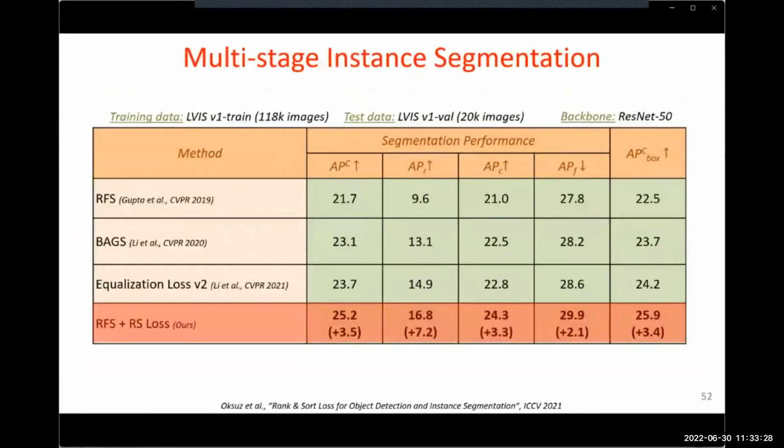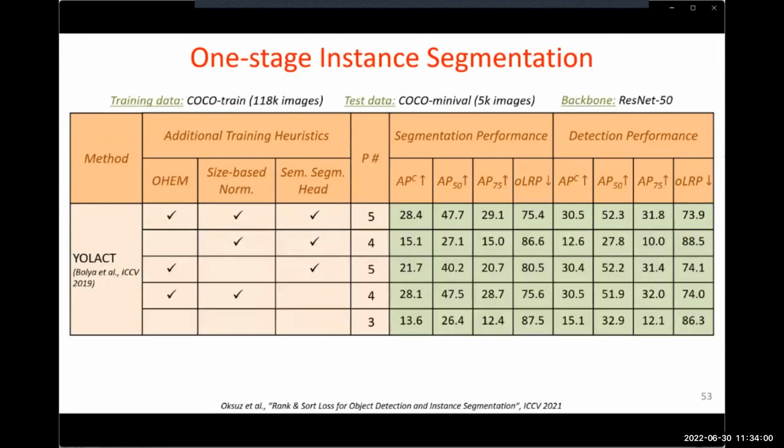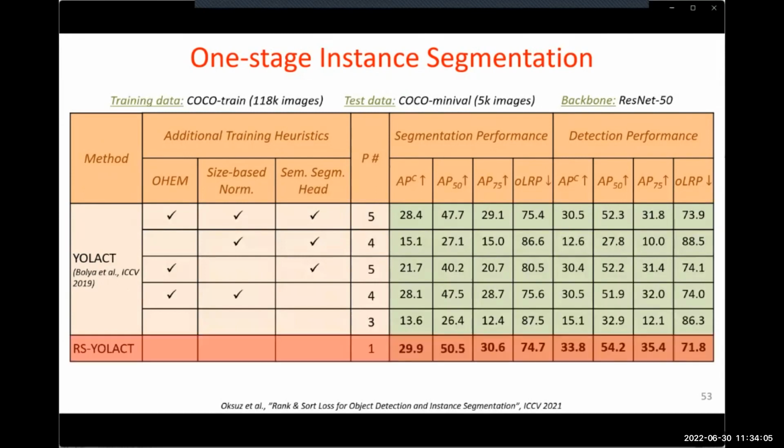As an example for multi-stage instance segmentation, training Mask R-CNN with the loss on the long-tailed LVIS dataset improves the baseline by around 3.5 mask and box APs, and the improvement for rare classes is notable, by around 7 AP. As a one-stage instance segmentation method, YOLACT has several training heuristics and carefully tuned loss weights. Removing each of these training heuristics has a significant impact on the performance of YOLACT. However, without these heuristics or carefully tuned weights, YOLACT improves the performance.